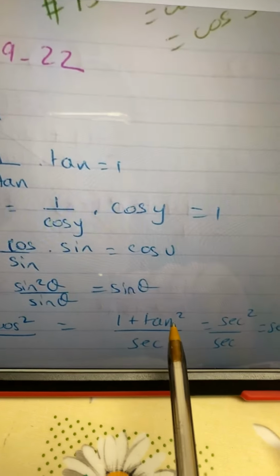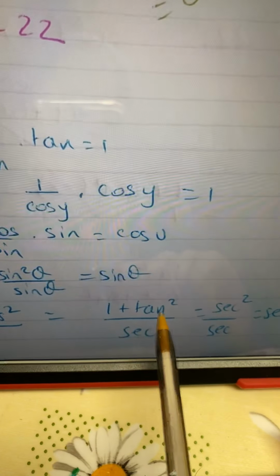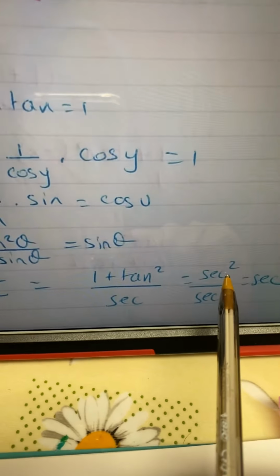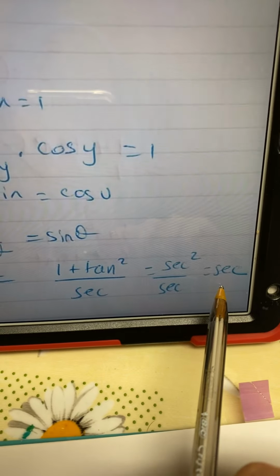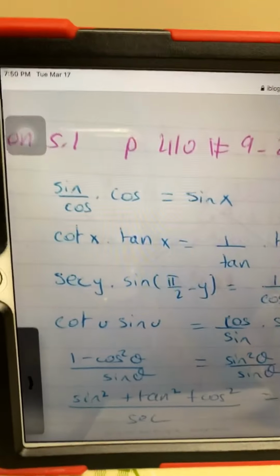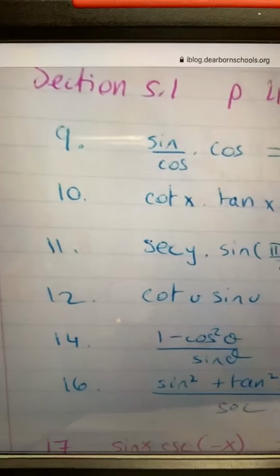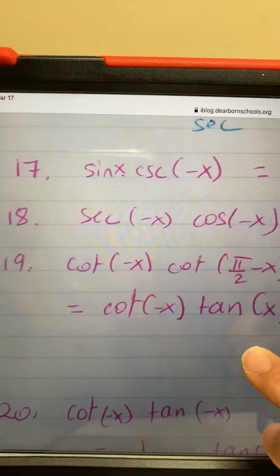I wish I had the paper next to me. Make sure next time I do that. But 1 plus tan squared equals secant squared. That's identity 12, I believe. Secant squared divided by secant equals secant. Just the idea, again, of x squared divided by x is x. Okay, so this is the first set, which was 9 through 16. Now, 17 through 22.